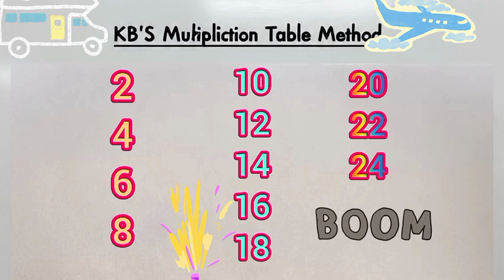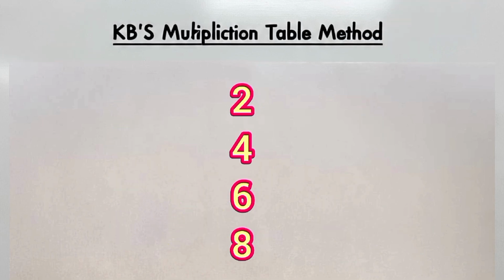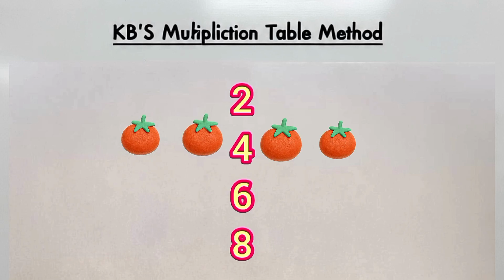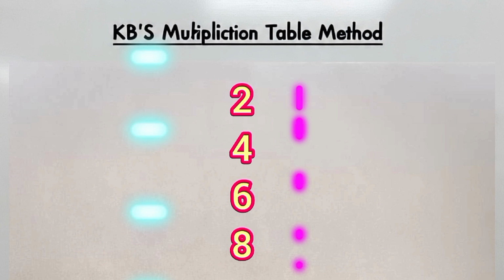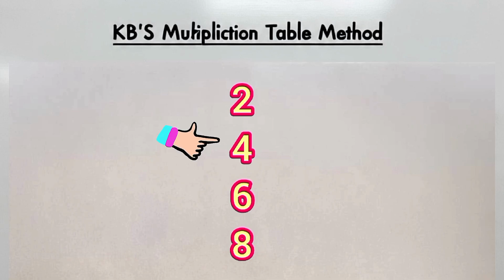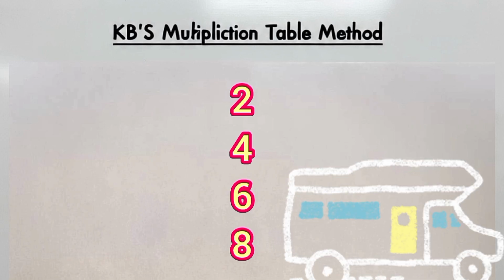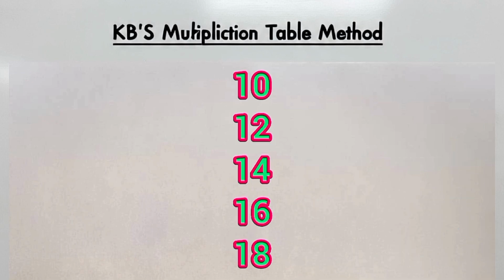Let's look at the first part. Our first segment has the numbers 2, 4, 6, and 8. These are the single-digit numbers in the 2 times table. Let's say them together. Ready? 2, 4, 6, 8. Cool, right? Now we've got some awesome single-digit numbers down. Let's move on to the next segment.